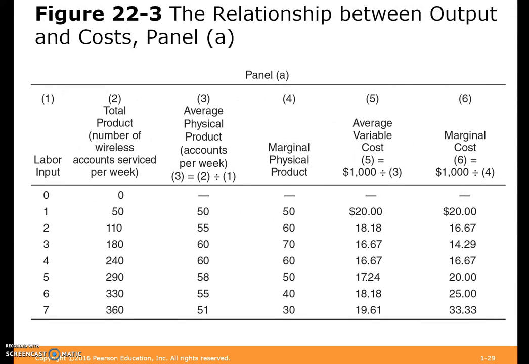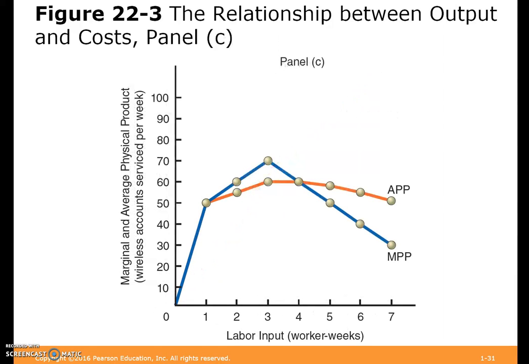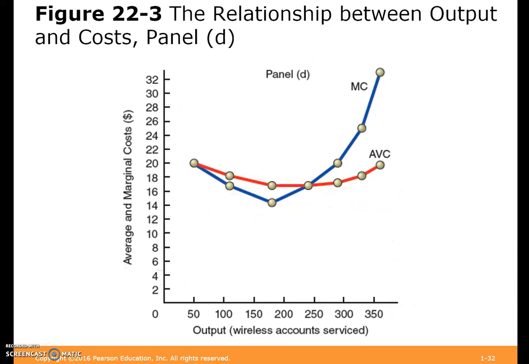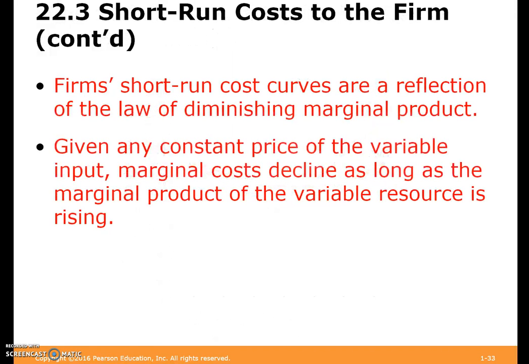So we have another graph here, or table here, about costs. And here's another graph of total product. And here's a graph of average product and marginal product. And here's average variable costs and marginal costs. And you can see that relationship we were talking about right here. So now we want to talk about distinguishing between short-run and long-run costs.